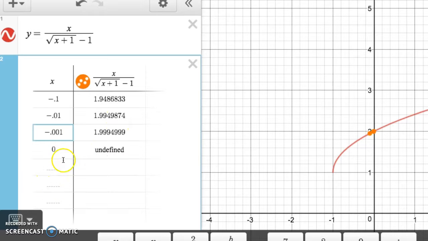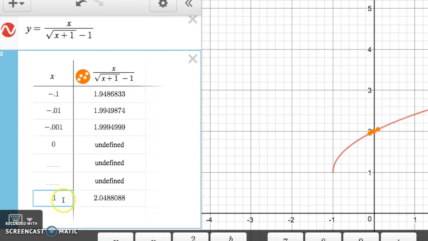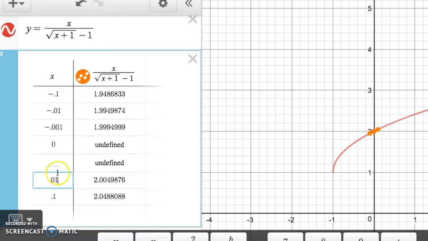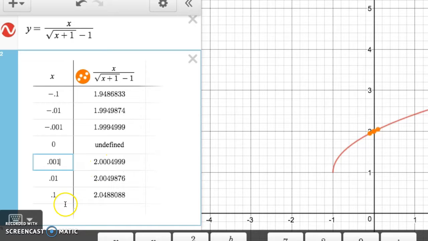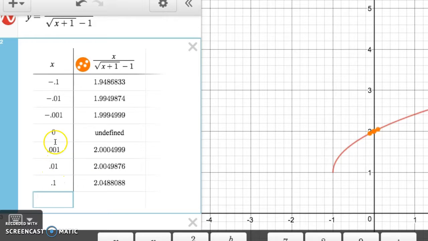Well, let's see what happens on the other side of 0, because for limits we have to see what happens on the left and on the right. So if I tried negative 0.1, let's do positive 0.1. And closer to 0 would be 0.01 and 0.001. And we can see from the right side, or from the numbers larger than 0, they're also going towards 2. They're getting smaller towards 2. So I've got 2.04, then 2.004, 2.0004. So we're getting really close to 2 from both sides of the equation.